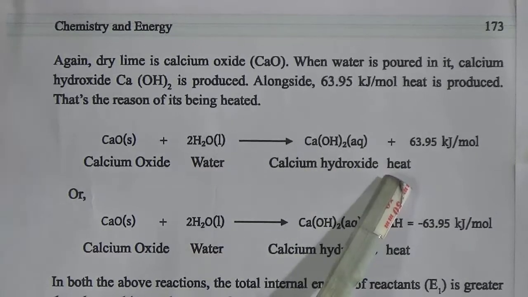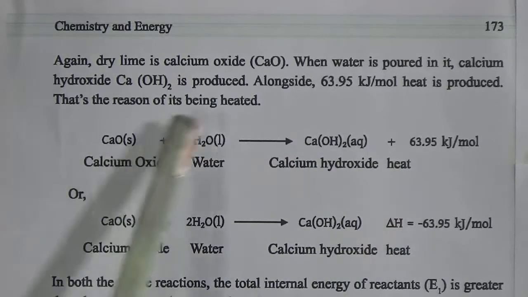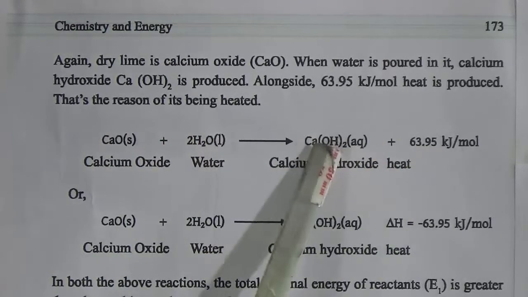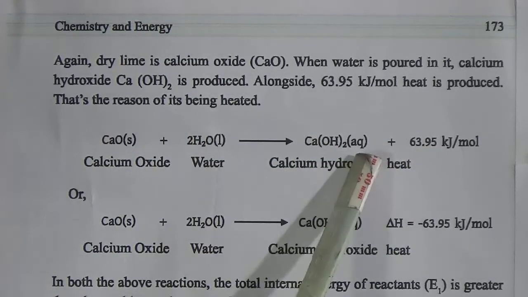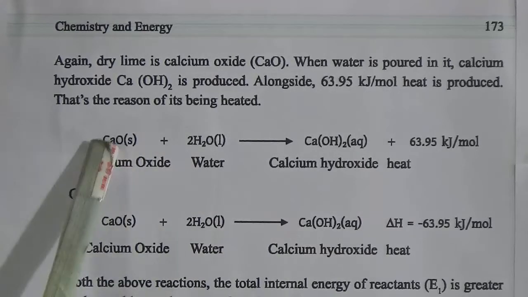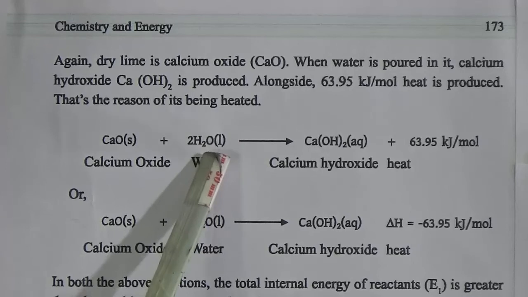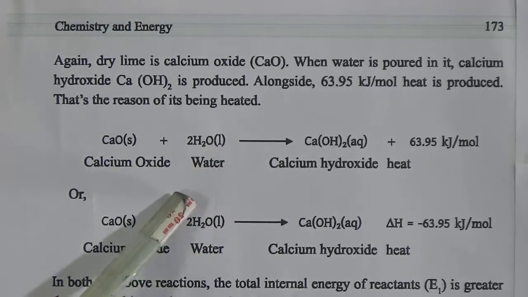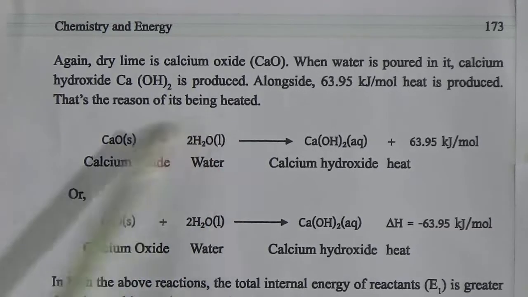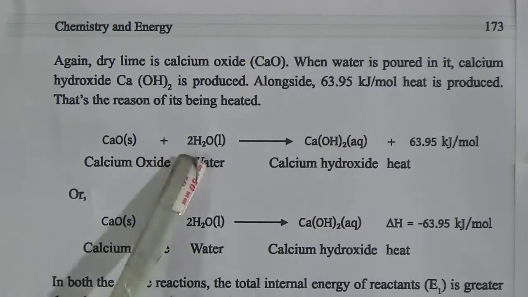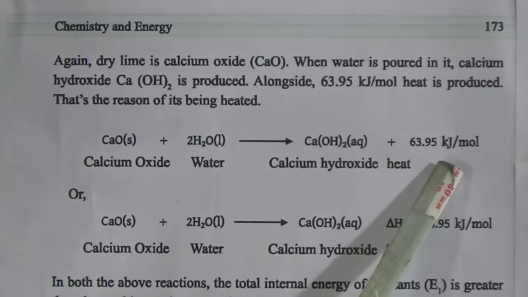this heat energy. Because here the bond energy is more than this bond energy. Calcium hydroxide bond energy is more than calcium oxide and water, that means the oxygen-hydrogen bond has more energy than that of the calcium hydroxide bond energy. From there we get this much energy.